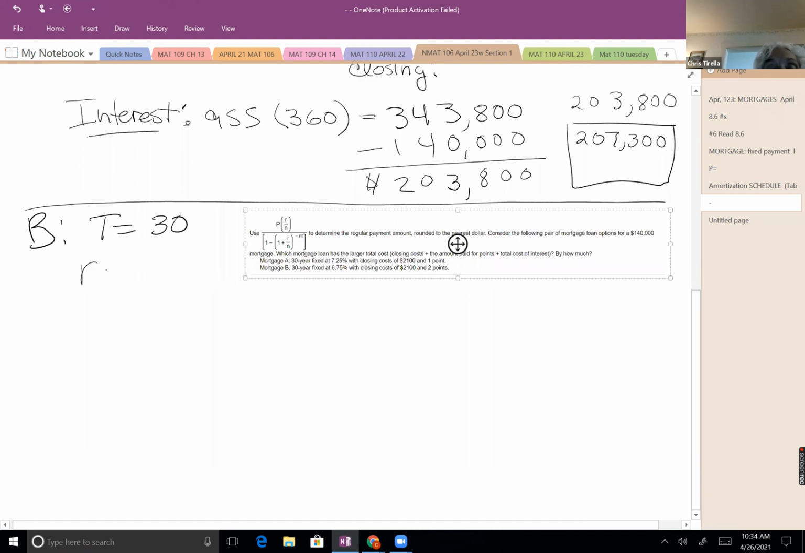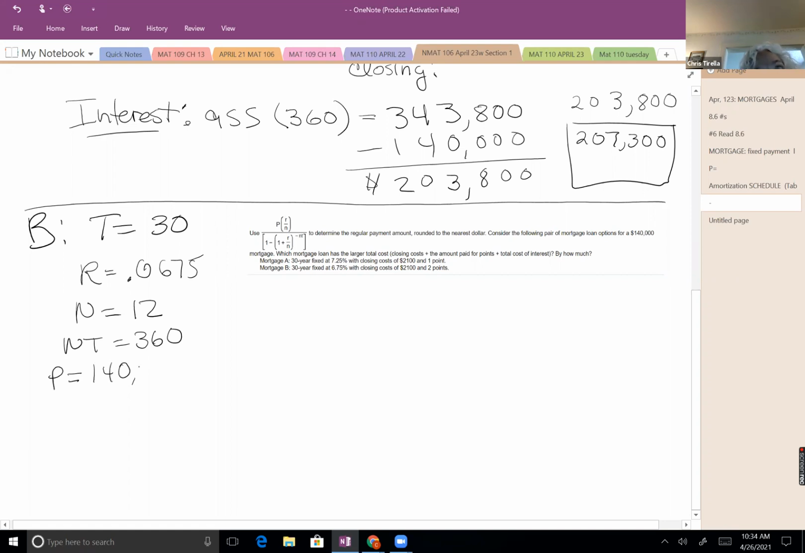Our rate for this one is 0.0675. Our payments will be monthly, so N times T is still 360. And what am I missing? Our principal is still that $140,000. So for the payment, we'll use that same formula again.